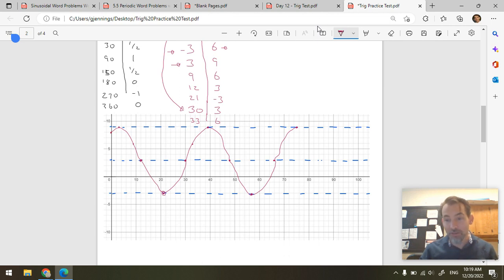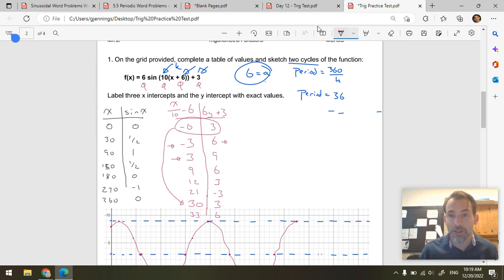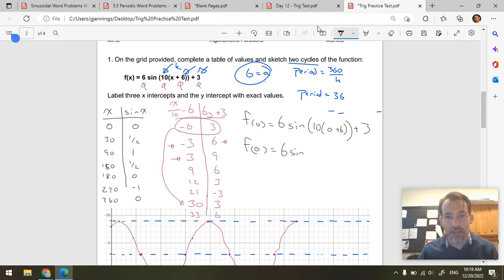All right, and then let's solve for this y-intercept here. Okay, let's find out what it is. We're just going to find out by doing x equals 0 in our function, finding the exact value for that. All right, f of 0 is equal to 6 multiplied by sine of (10 times 0 plus 6), plus 3. All right, f of 0 equals 6 sine of (10 times 0 plus 6), which is 60. 6 sine 60 plus 3. Okay, sine 60 happens to be root 3 over 2.